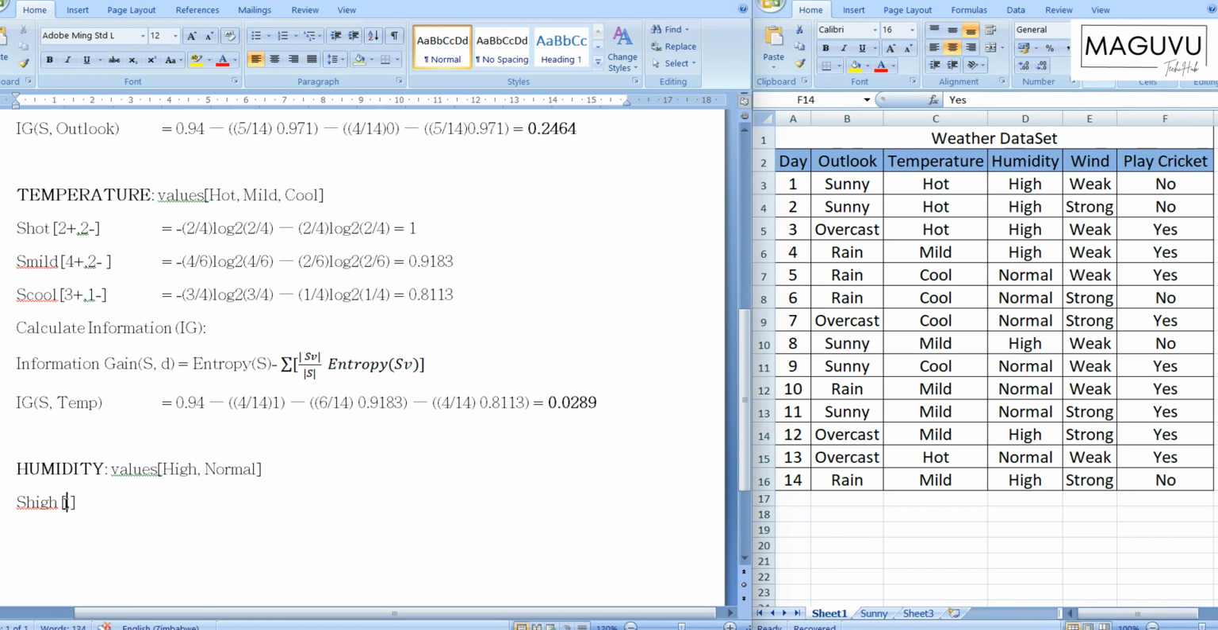So let's represent the yes with a 3, and then the remaining 4 with a negative. And we then proceed to do the substitution there, where we are going to say 3 divided by 7, log 2 of 3 divided by 7. And we consider the negatives, which is the days on which you do not play cricket, and we see that we have got 4 divided by 7. We do the log 2 of 4 divided by 7.